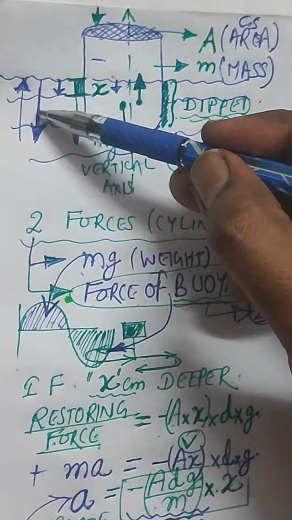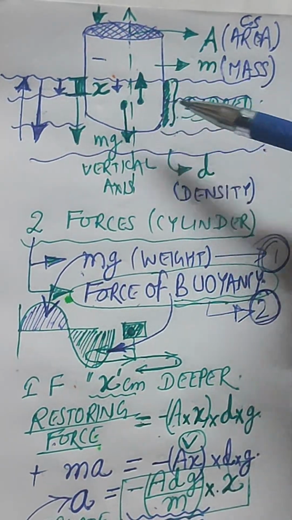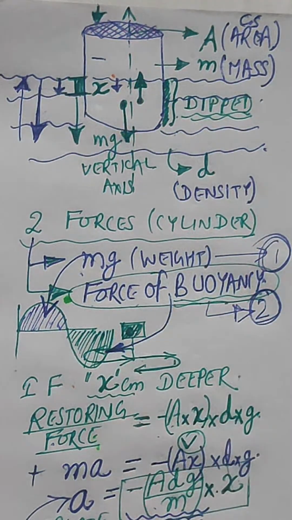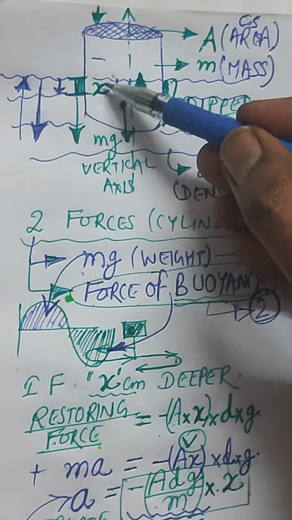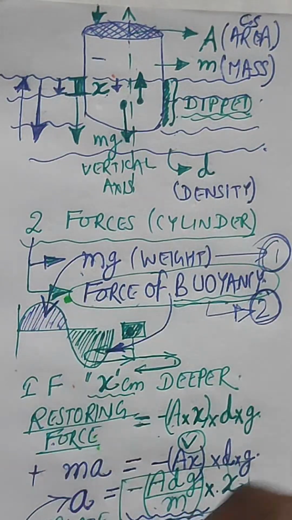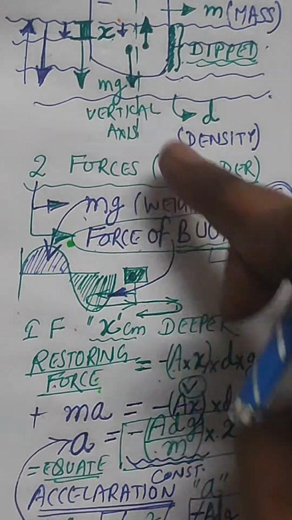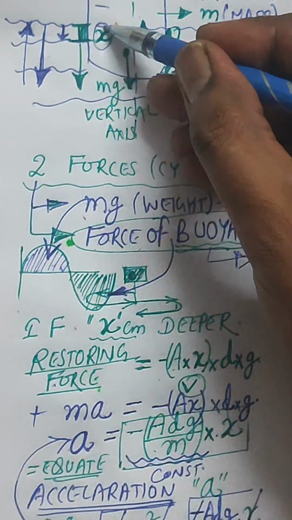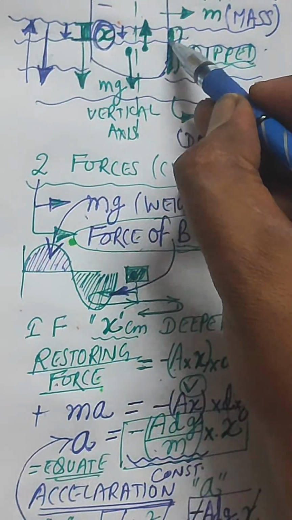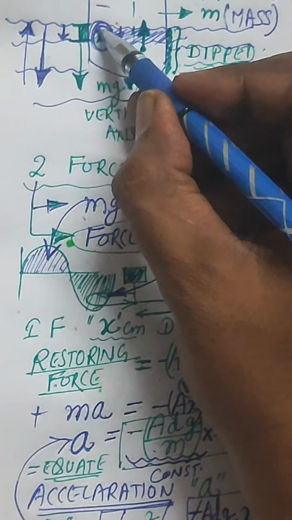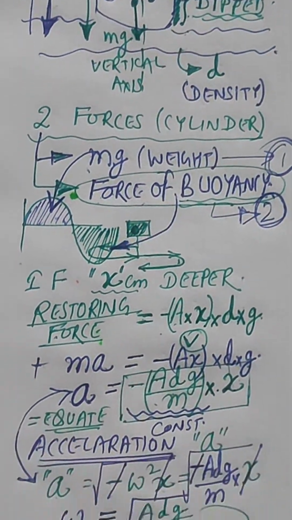So hope these are the two forces which will bring this cylinder into a motion of SHM, simple harmonic motion, right? Which I explained to you, how the things are happening. So if x is the displacement, for this x displacement, when it goes deeper into the water due to its weight, this section is equal to x centimeter.